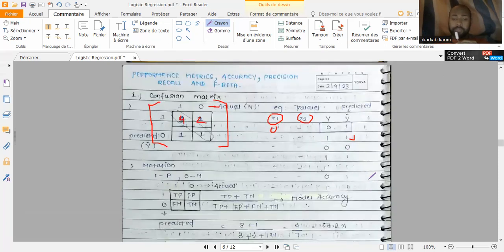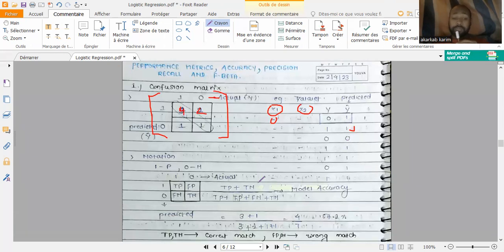How can we measure the accuracy of our model? So let's see firstly this notation. As I said before, in this confusion matrix, we have actual and predicted. Here, the intersection between the actual 1 and predicted 1 is called TP. That means true positive.